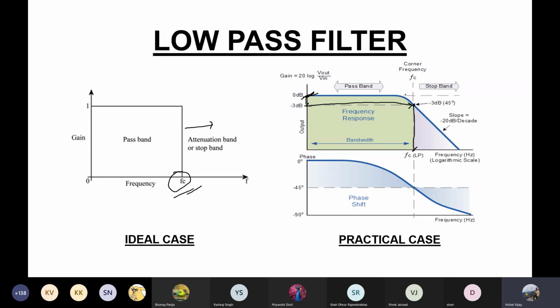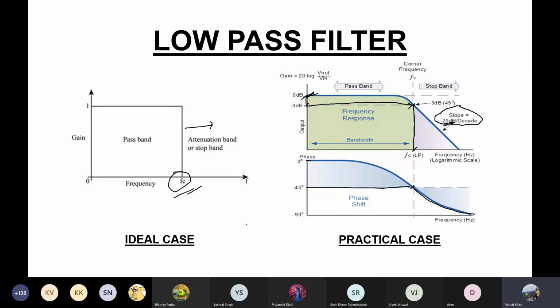All right, and there is something called the order of the filter. We will not dig into that, but just for your sake, this is a first order filter, so we will be taking minus 20 dB per decade. In a first order filter it is minus 20 dB. Right, and this is the phase response of our low pass filter. It starts off at 0 degrees, at cutoff frequency it goes to minus 45 degrees, and it goes till minus 90 degrees.